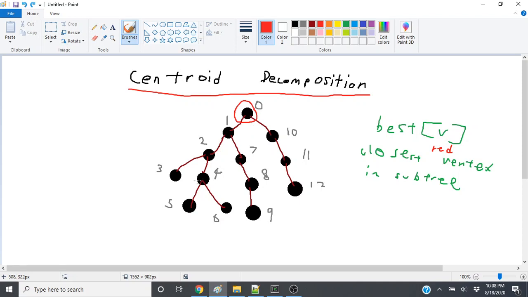So let's pick some vertex. Let's say we set this one to red. Now, how does it affect the values of best in each of the other vertices? Well, for example, it doesn't affect this one because this is not in its subtree, and it won't affect this one because of the same reason, or this one, but it will affect the vertex itself and all of its parents, or all of its ancestors.